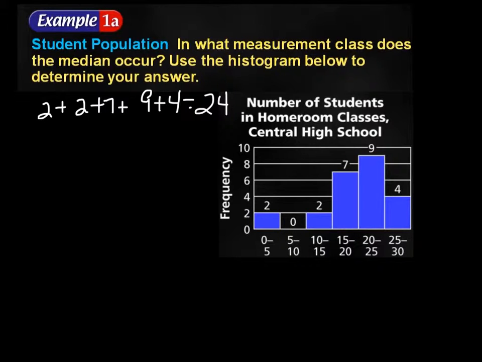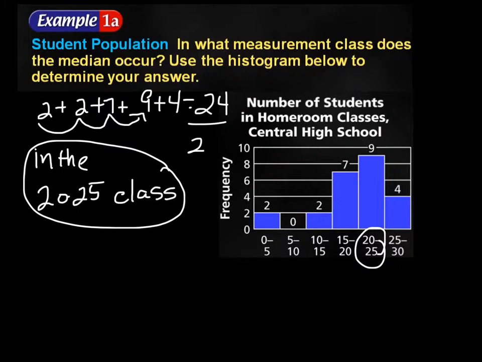So we're looking for half of 24, we're looking for number 12. So 2 plus 2 is 4, plus 7 is 11. So the number between 12 and 13 would be our median, would be in that next class. So the median falls in the 20 to 25 class.